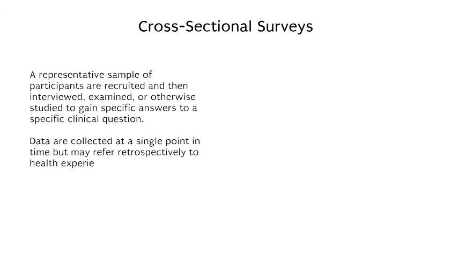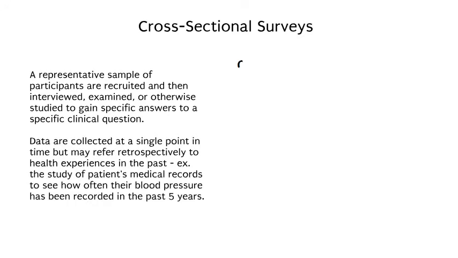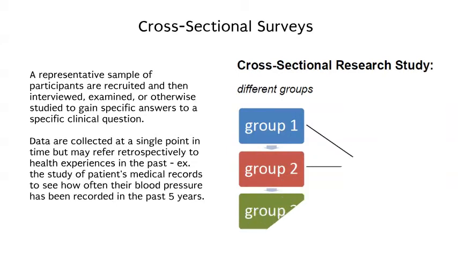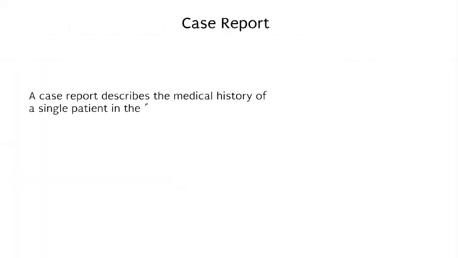Next are cross sectional surveys. A representative sample of participants are recruited, then interviewed, examined, or otherwise studied to gain specific answers to a specific clinical question. Data are collected at a single point in time but may refer retrospectively to health experiences in the past. Examples are the study of a patient's medical records to see how often their blood pressure has been recorded in the past 5 years.